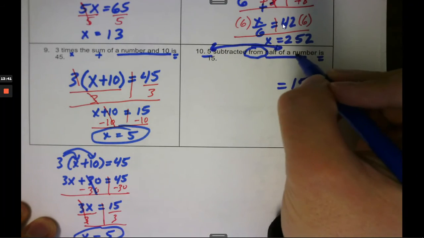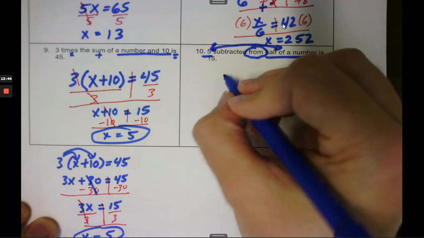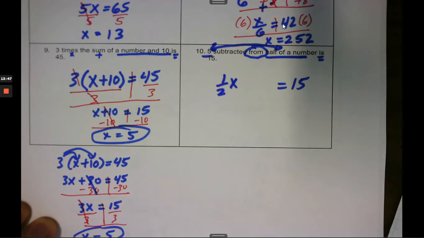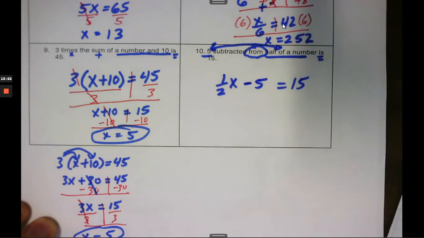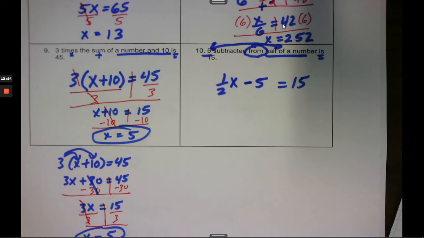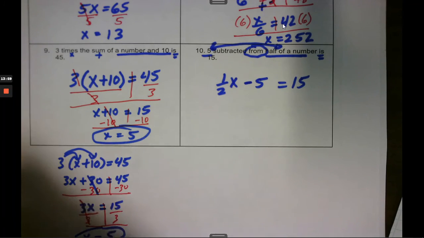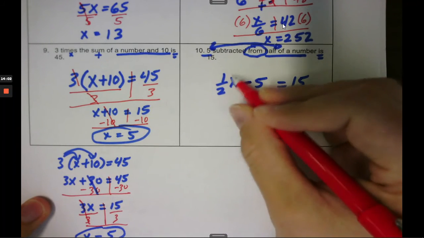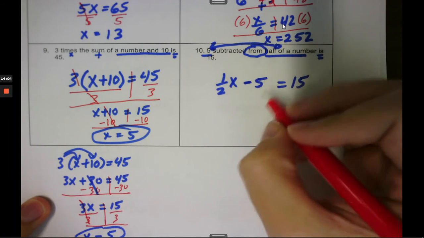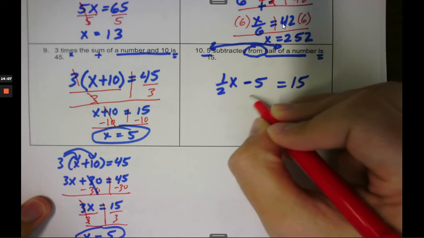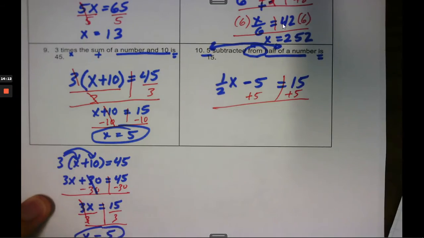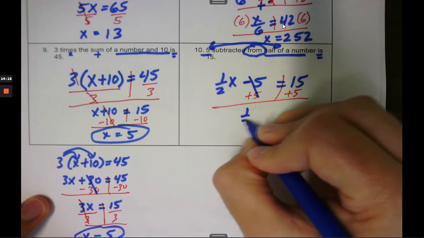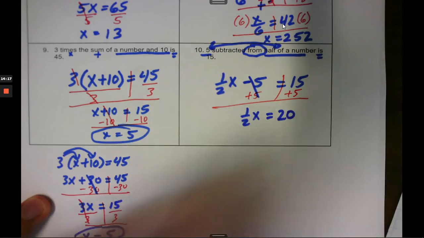Well, first off, what is half of a number? How would I write that? Half of some number x. Okay, and 5 is subtracted from that. So minus 5. Okay? There are a couple of ways you can look at this problem, but regardless, the first step is always the same. The first step here is to get this term, 1/2 x, on a side by itself. And to do that, we need to move this 5. So we're going to add 5 to both sides, so that we now have 1/2 x equals 20.